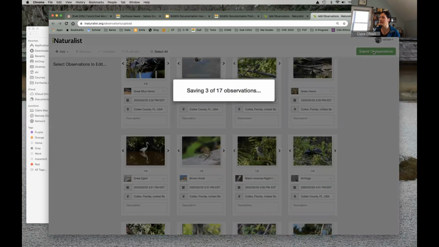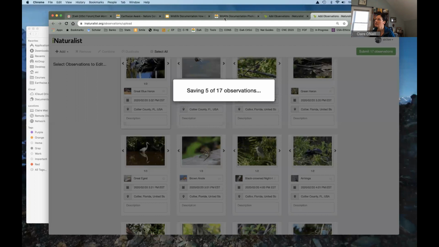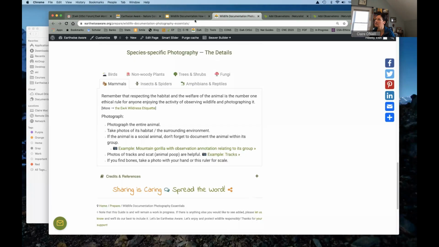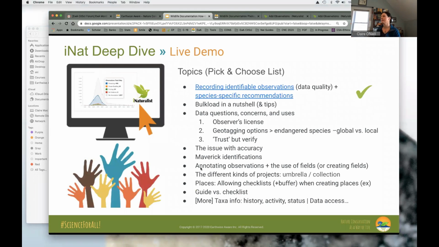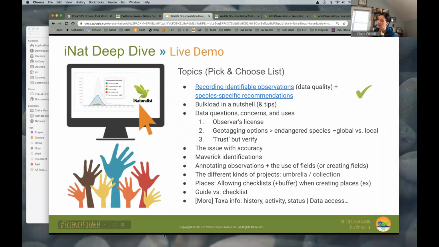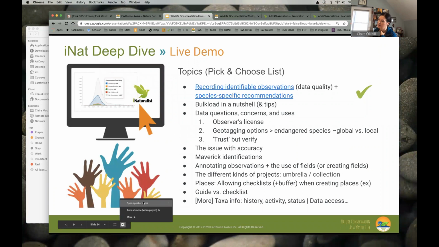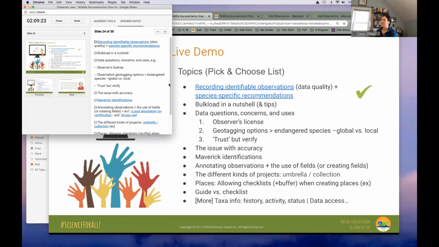Submit. Yeah, it's saving it. While it's doing that, we can go back to there. No, not that. There. And see observer's license, and geotagging option. Let me talk about that because I can talk about it. Actually, let me see that. I have little notes there, to see if I have something here. No, I have nothing specific there.